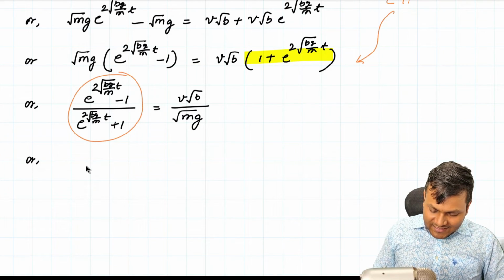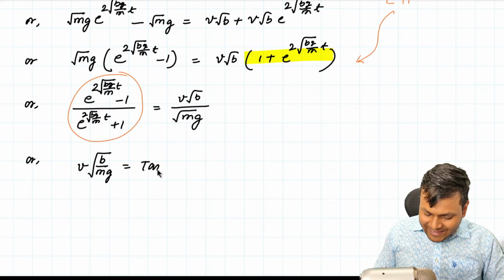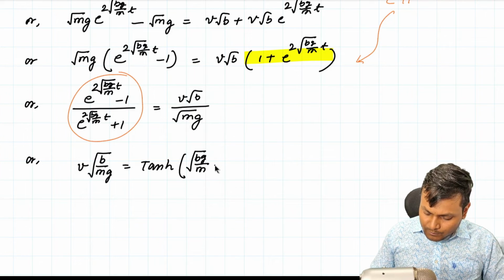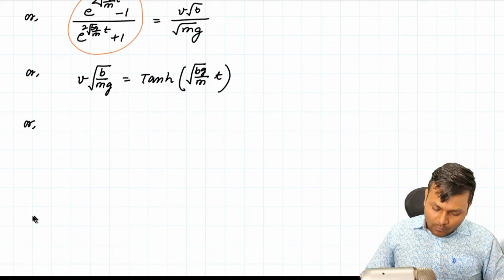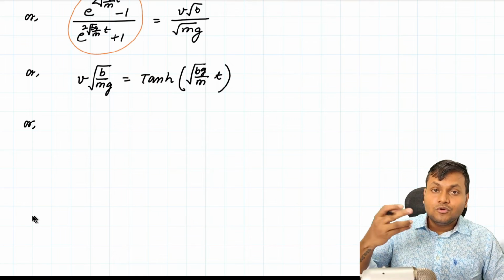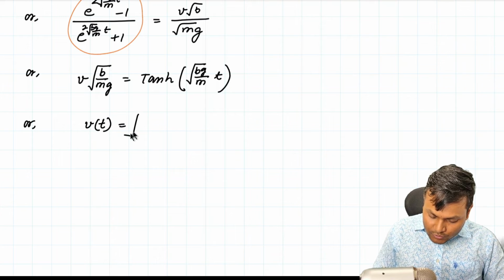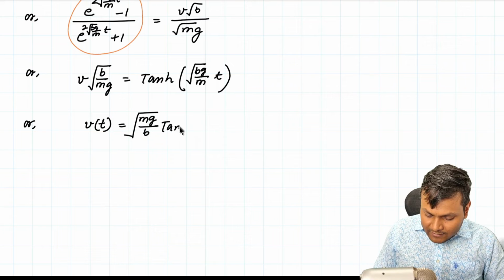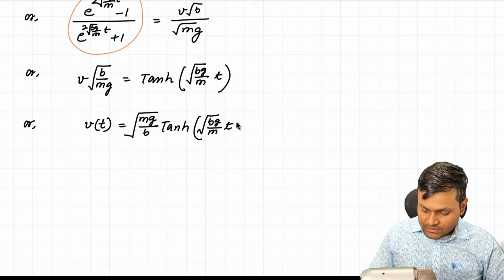So I can say that v root over b upon mg is equal to tan hyperbolic root over bg upon mt. And finally, we have the expression for the velocity of an object falling through a medium that introduces a drag, which is proportional to the square of the velocity. That is, vt is equal to square root of mg upon b tan hyperbolic root over bg upon mt.